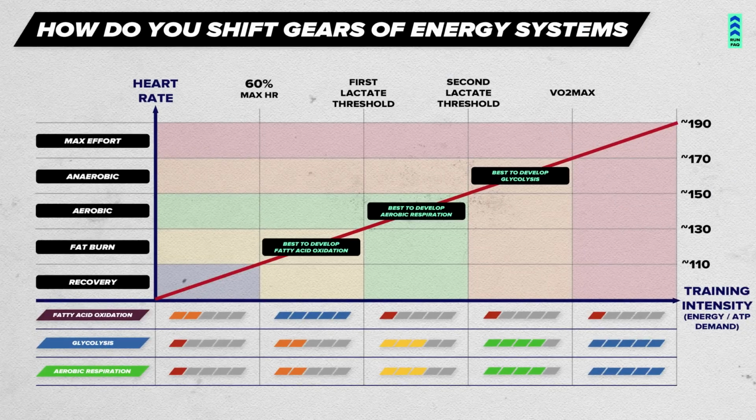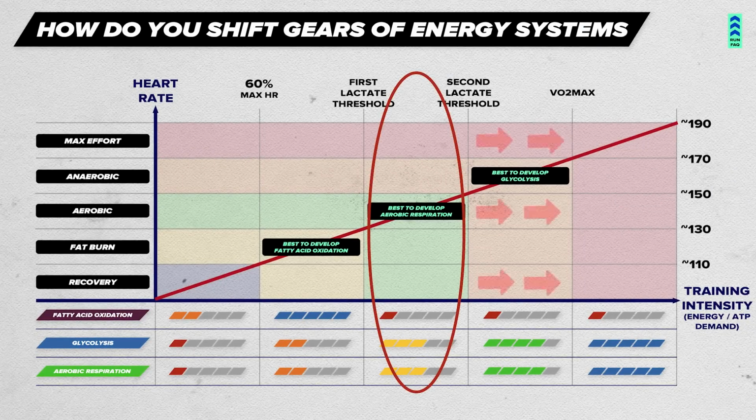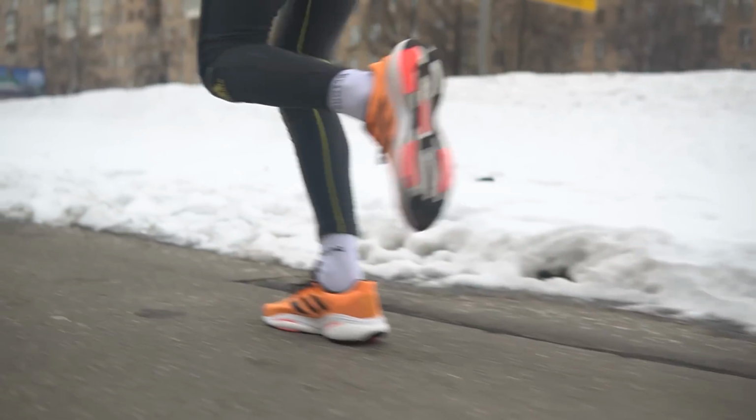Second example would be, you are really focused on developing aerobic respiration. You are increasing your second lactate threshold, but at some point it hits your VO₂ max, which is low, because you never tried to develop it. Then you are also not really well developed for endurance.